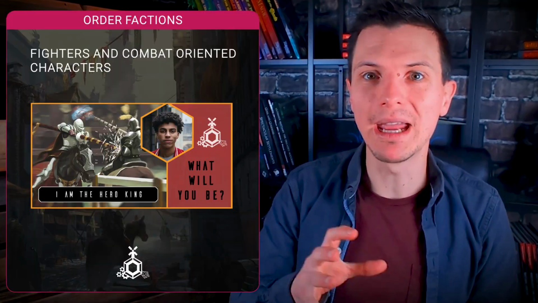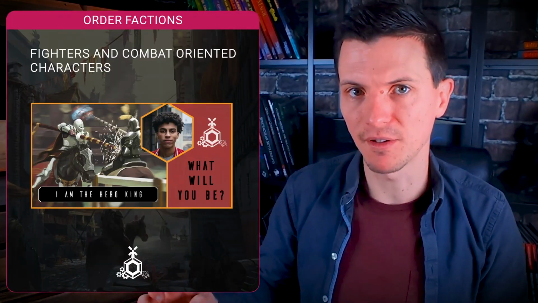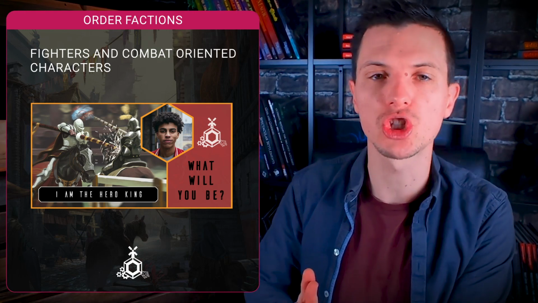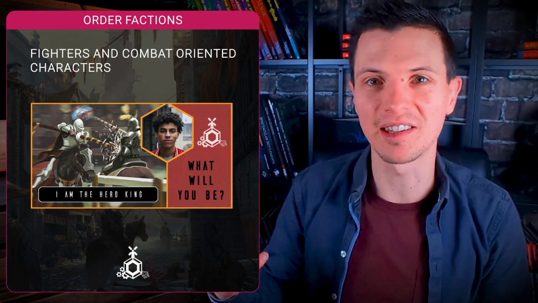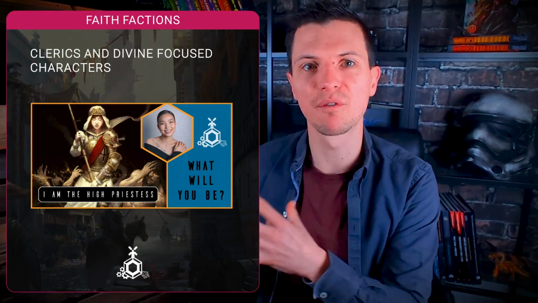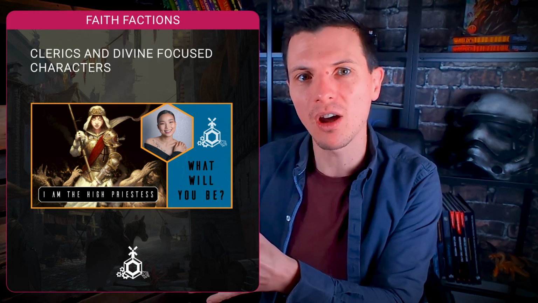The character's class needs to be fitted into one of the 5 faction archetypes: Order, Faith, Magic, Trade, and Culture. Order factions are the major governments that rule realms. Fighters and other classes focused on combat usually make for good leaders of this type of faction. Faith factions are religious organizations who manage the faith of the people throughout various realms and counties. Clerics and characters focused on the divine are best suited to lead these factions.